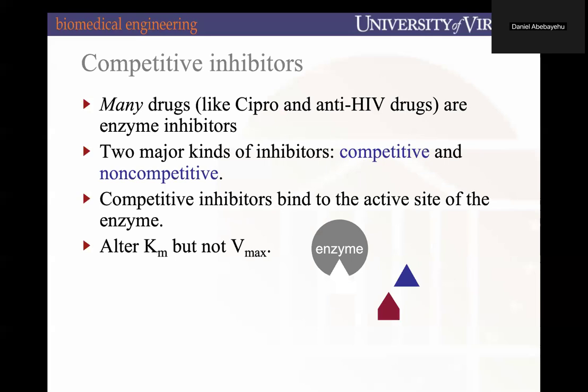So there are classes of drugs that actually target enzymes, that are enzyme inhibitors, drugs like Cipro or drugs that help treat HIV infection. There's two major kinds of enzyme inhibitors. We have competitive inhibitors and non-competitive inhibitors.